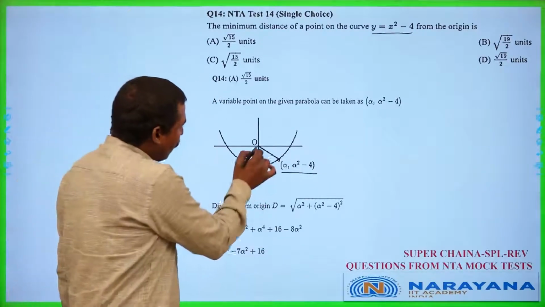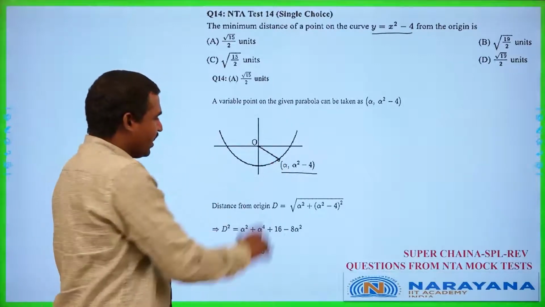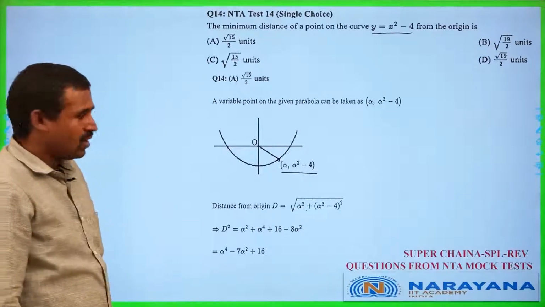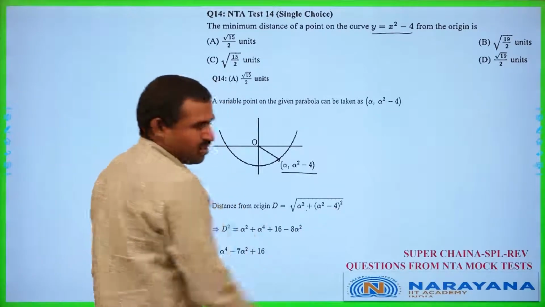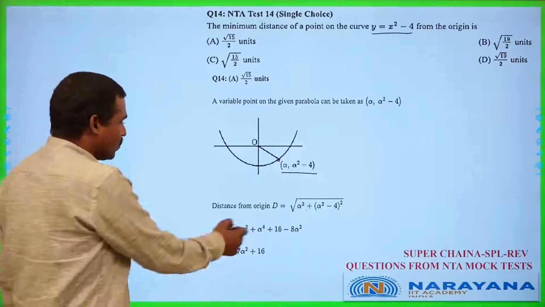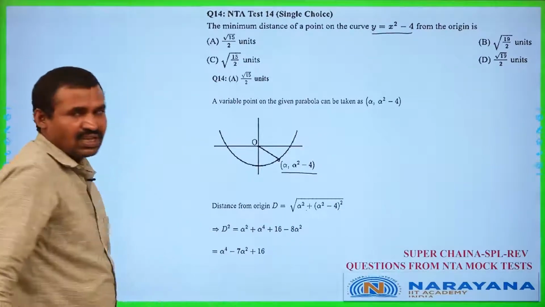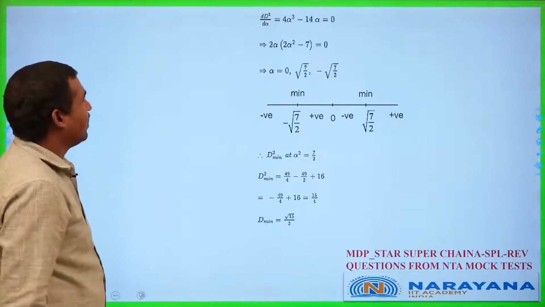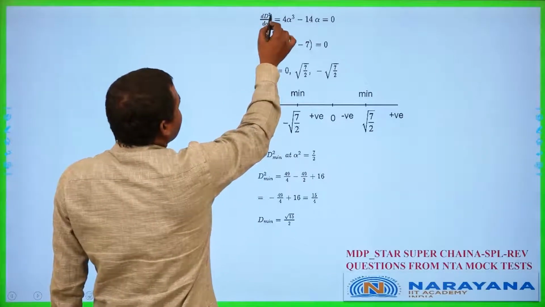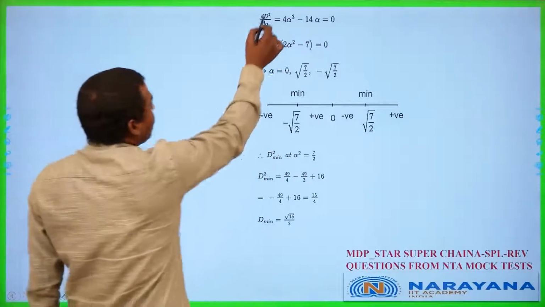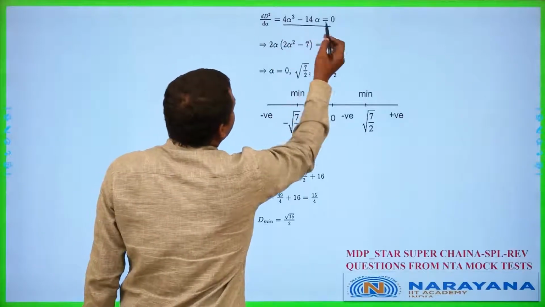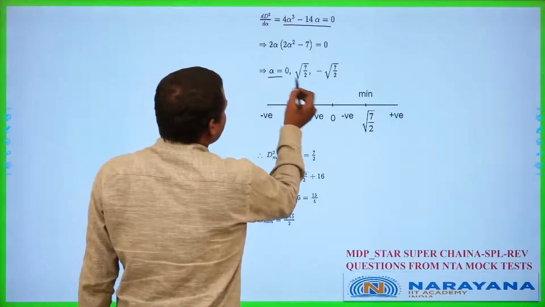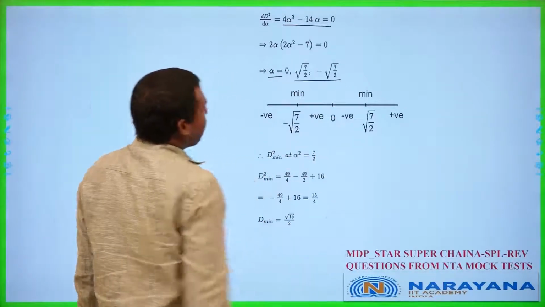Now, the distance between O and A is the square root of alpha square plus (alpha square minus 4) whole square. Now, this is a function of alpha. Let it be equal to d square, where d means distance, and differentiate this with respect to alpha. Then d of d square by d alpha is equal to 4 alpha cube minus 14 alpha, which is equal to 0. So, from this, either alpha is equal to 0 or alpha is equal to root 7 by 2 or minus root 7 by 2.